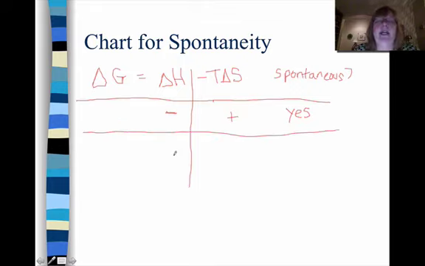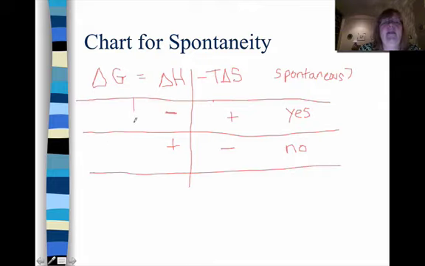Let's create another case. Let's say that delta H is positive. It's an endothermic reaction, not thermodynamically favorable, but it doesn't mean the reaction won't be spontaneous, because it also depends on delta S. And let's pretend that delta S is negative, and that's not favorable either. So this is a positive number minus a negative, which is going to give us another positive number. This reaction will not be spontaneous in the direction that it is written.